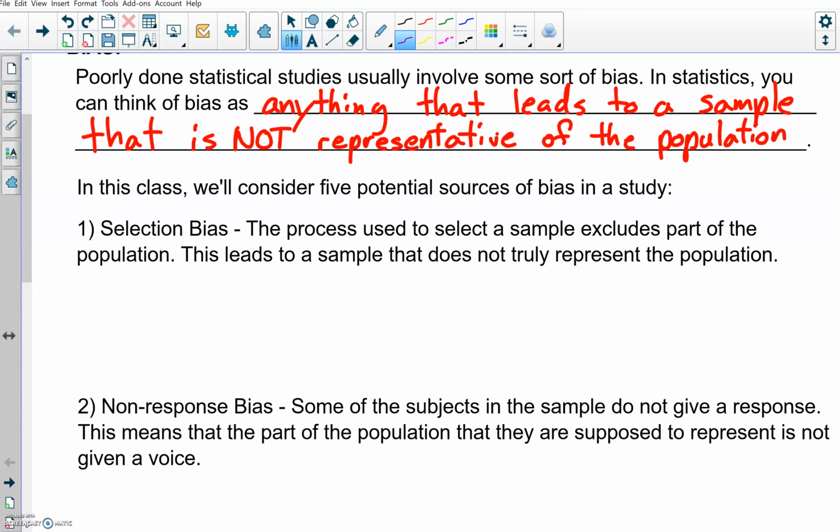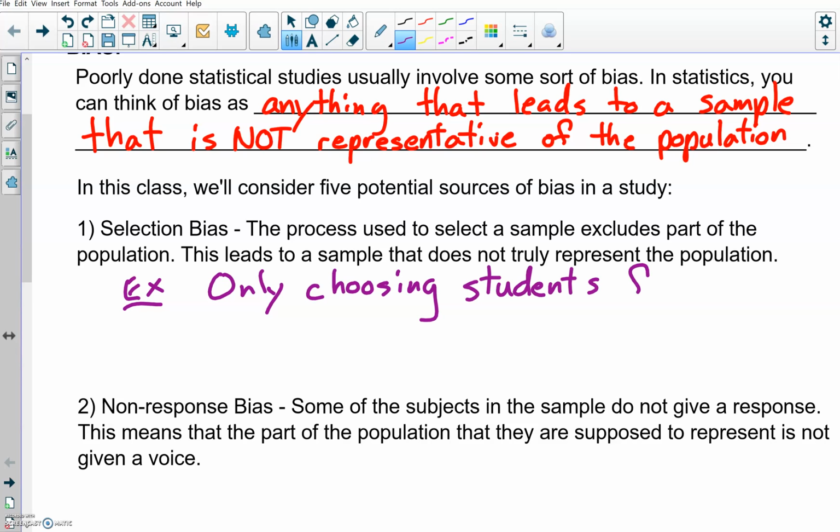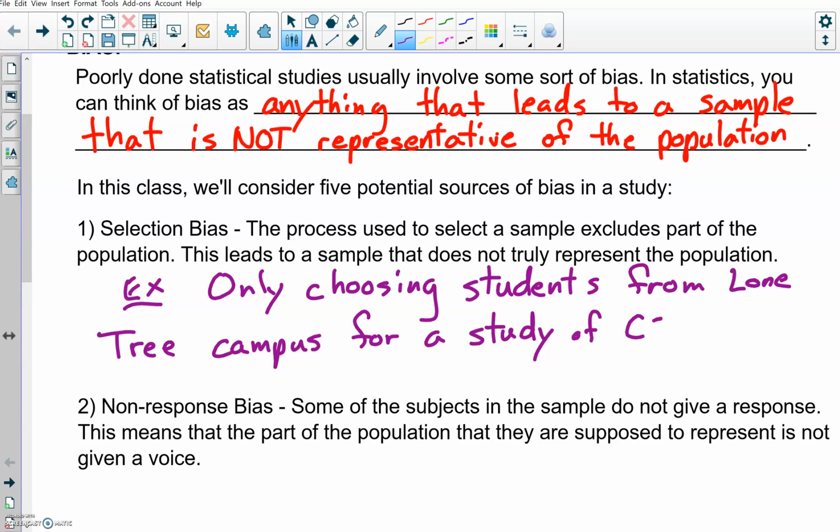Selection bias: the process used to select a sample excludes part of the population. This leads to a sample that does not truly represent the population. For example, let's say you're only choosing students from Lone Tree campus for a study of CCC students. The way that you selected your sample is systematically excluding anyone from 4th Street, Page, online, any other place where CCC has students.